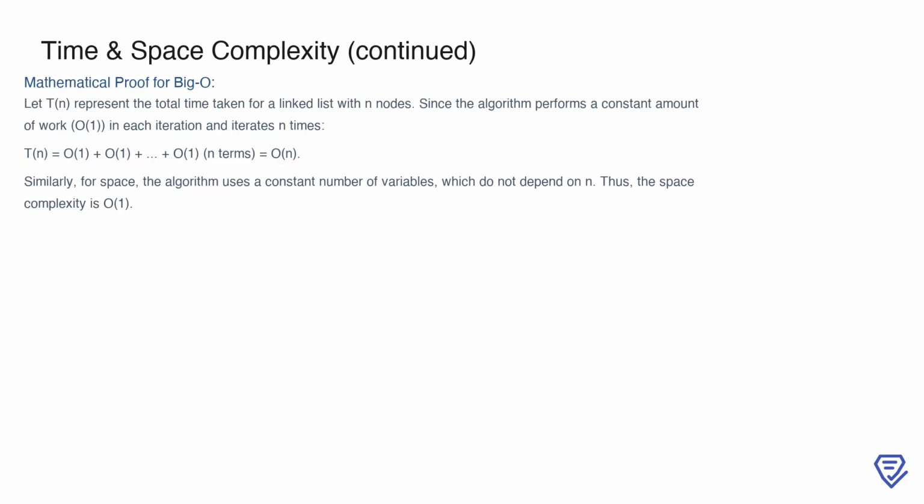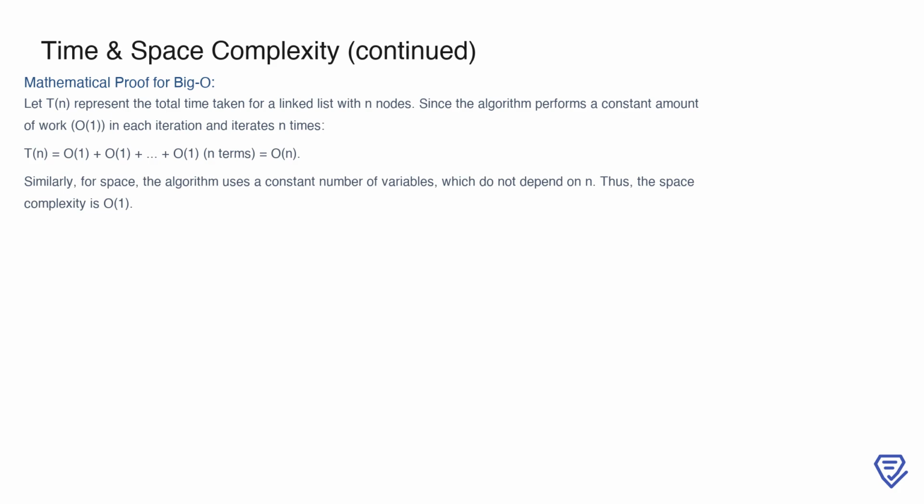Since the algorithm performs O(1) work in each iteration and iterates n times, the total work can be expressed as T(n) equals O(1) plus O(1) plus O(1) repeated n times. This simplifies to O(n). For space complexity, the proof is straightforward.